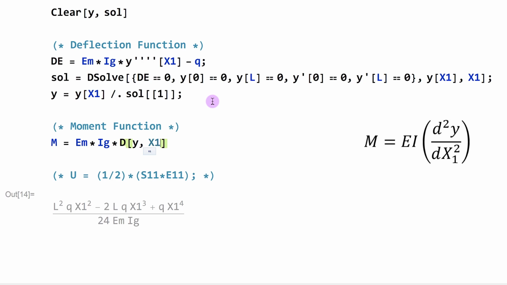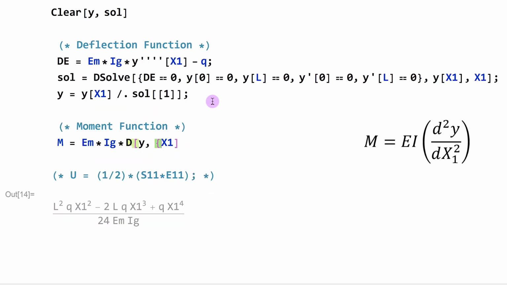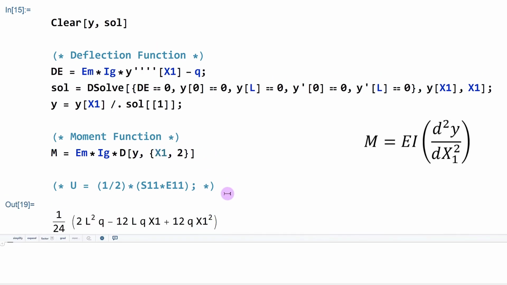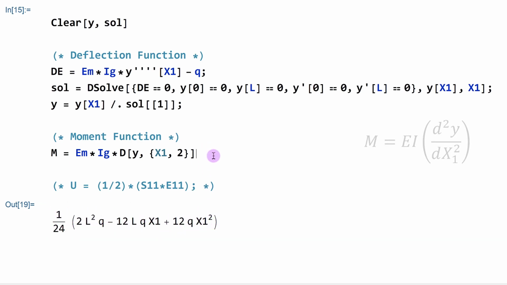Now, here's the key. I don't want to differentiate that deflection function once. If I differentiate it once, we know that that is simply going to be the rotation function. I want the moment function. I need to differentiate twice. So in order to do that in Mathematica, I can put that x1 in squiggly brackets right here, and after I put x1, I can go comma 2. So this means I'm differentiating with respect to x1 twice. So if I run this right here, as we can see, we get a nice moment function as follows. So that's good to go.